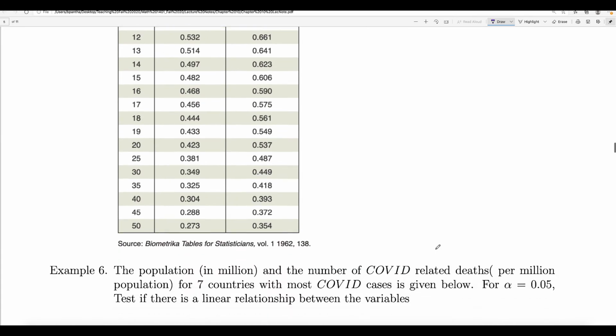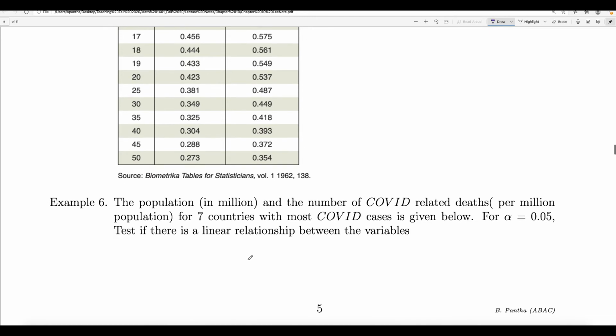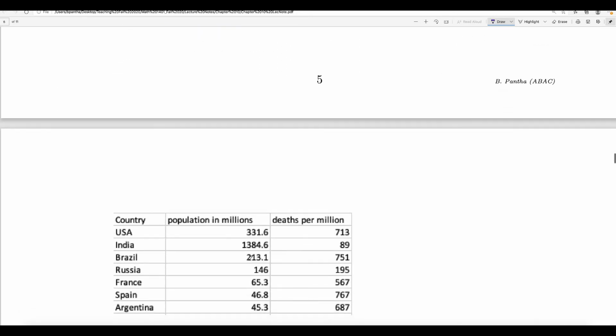Let us do another example that is related to COVID. I took this data from worldometer.com. The population in millions and the number of COVID related deaths per million population for 7 countries with the most COVID cases is given below. For alpha equals 0.05, test if there is a linear relationship between the variables. So this is the given data.